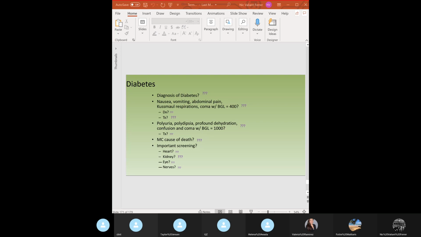So what else can they have to check for the nerves? Diabetes can also cause problems with the nerves, right? So you check the feet, the podiatry exam, you check for gastroparesis, and also palsies. What cranial nerves are usually affected in diabetes?